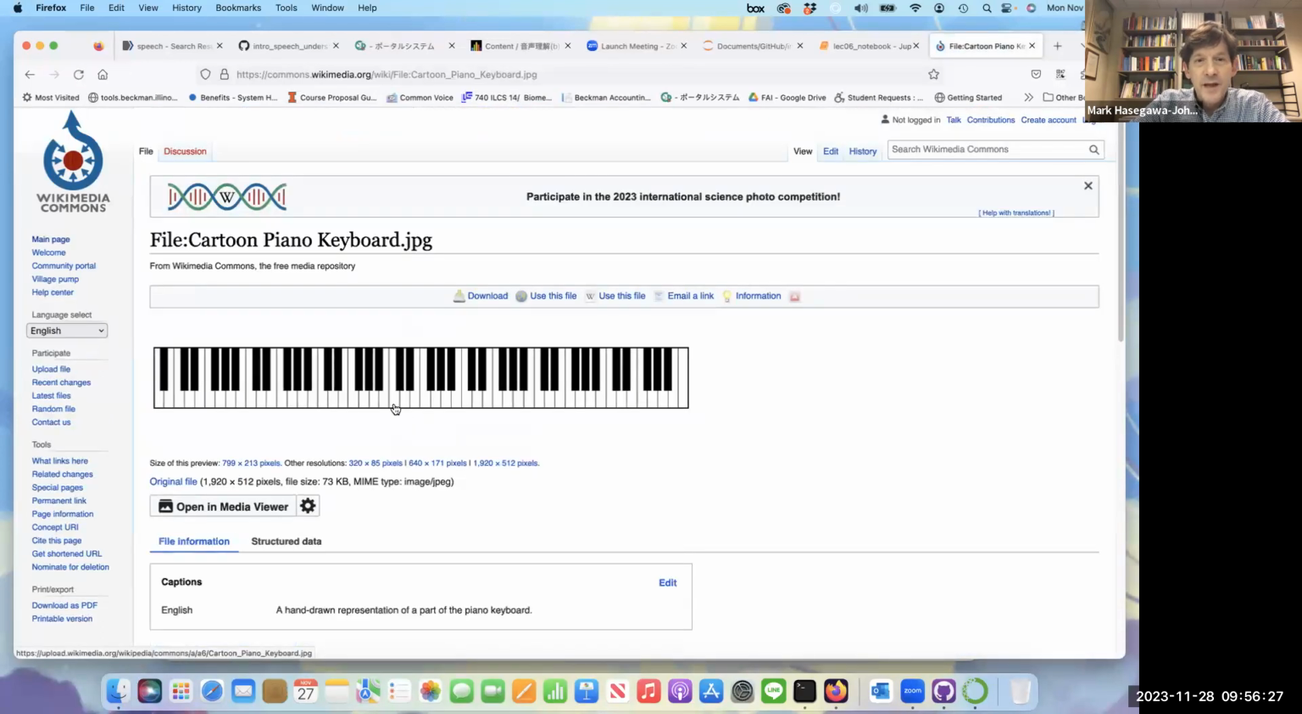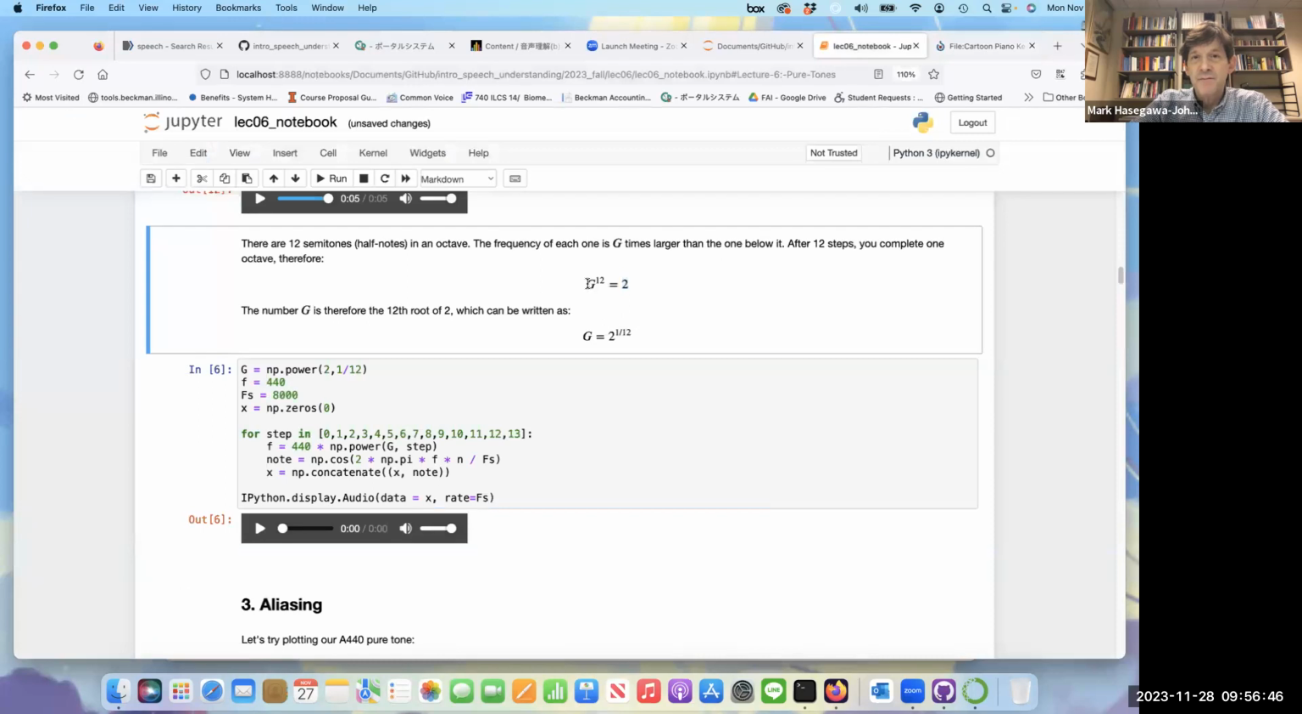All right, so you know that we have white keys and black keys. You can go up from a C, for example, to the next C by taking 12 steps. 1, 2, 3, 4, 5, 6, 7, 8, 9, 10, 11, 12 steps, right? And each one of those steps multiplies the frequency by the same factor, capital G. Capital G is some complicated number. Let's find out what it is.